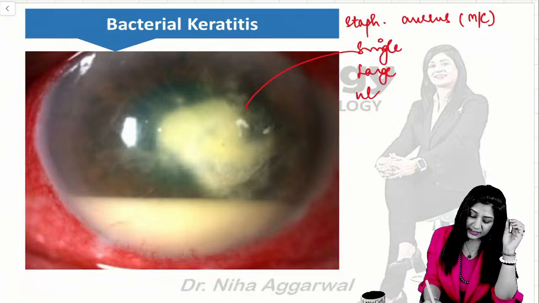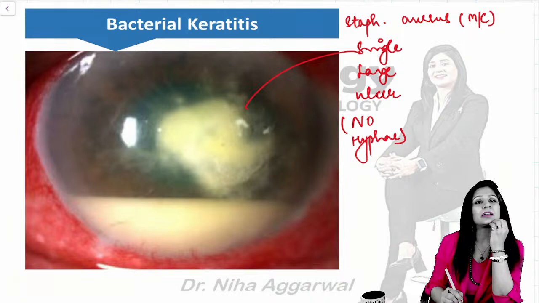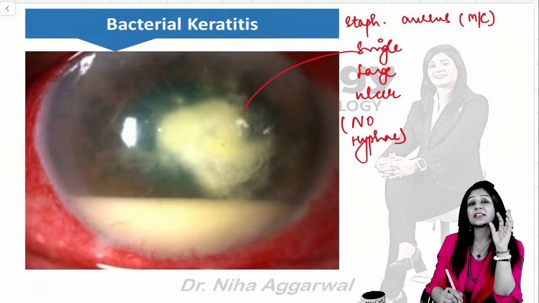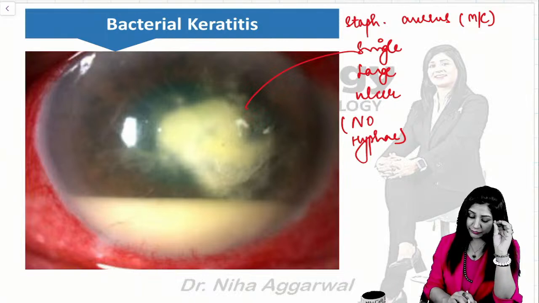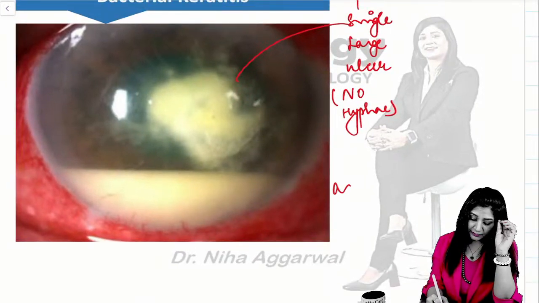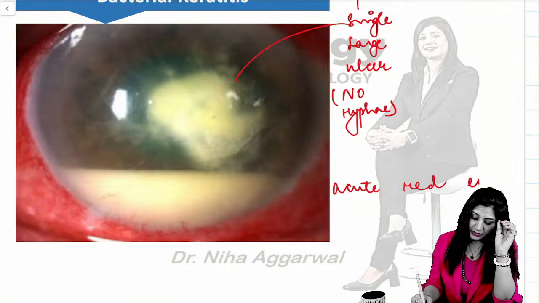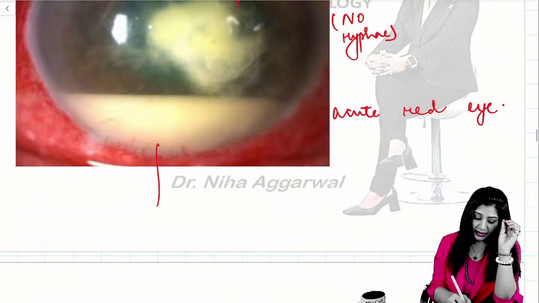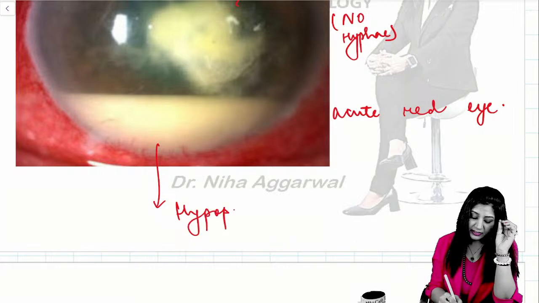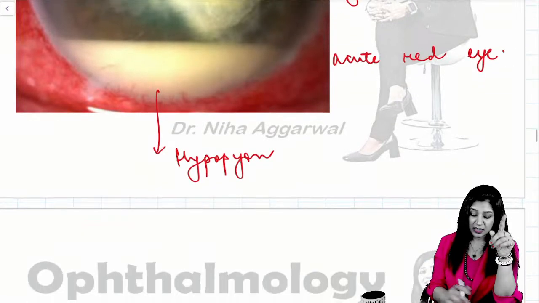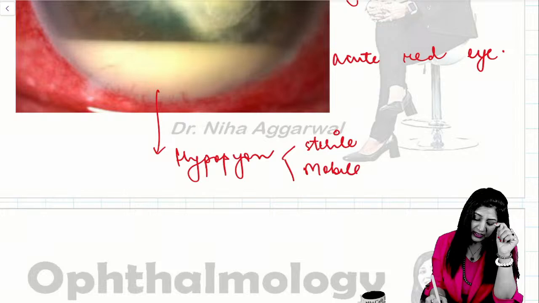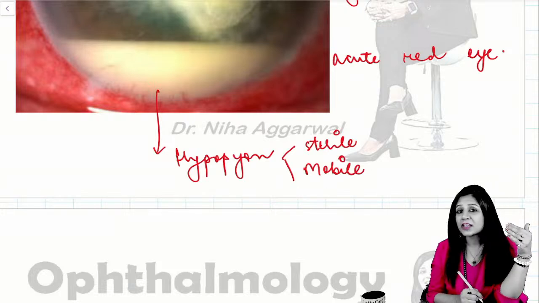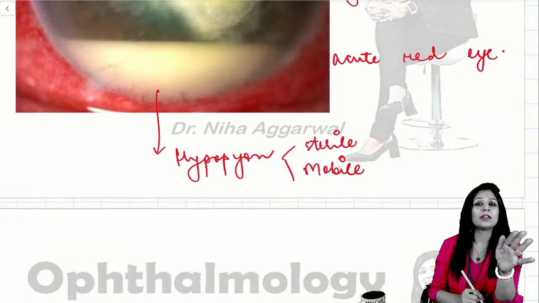You will always get a single large ulcer because we have no hyphae. So this is the basic difference between fungal keratitis and bacterial keratitis. There you can get satellite lesions because we have the finger-like extensions. We have the hyphae, but here we have no hyphae, and plus you will have the acute red eye. The hypopyon that you are having in cases of bacterial keratitis is always sterile as well as always mobile. Very, very unique of bacterial keratitis because there's nothing which can penetrate inside. So it is mobile also, it is sterile also.